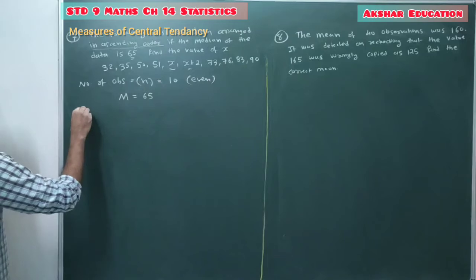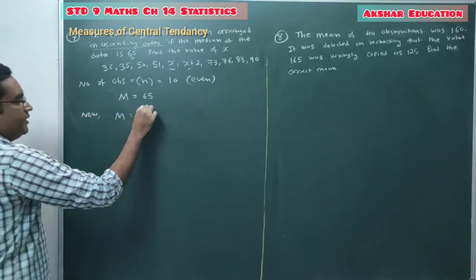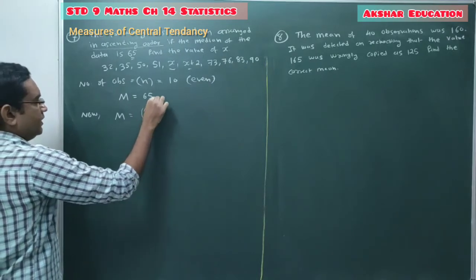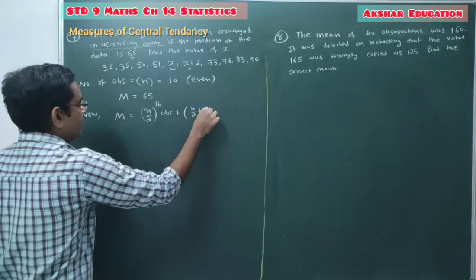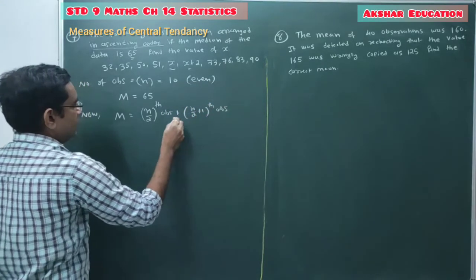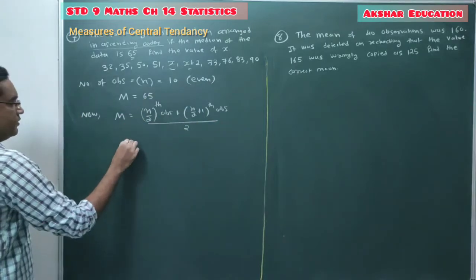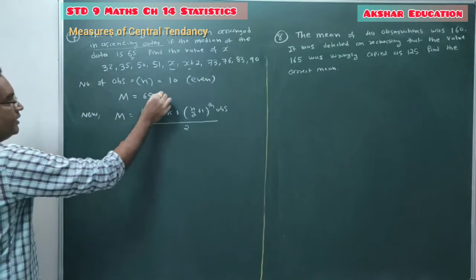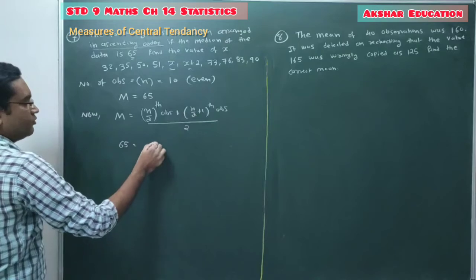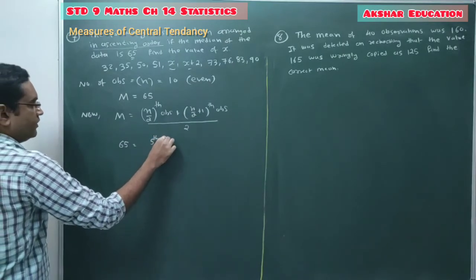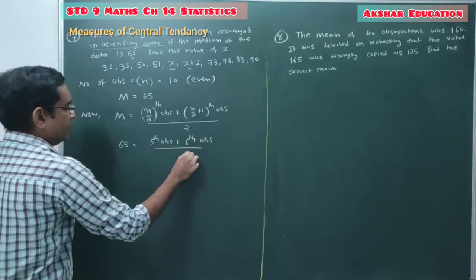Now for an even number of observations, the formula of median is the n by 2th observation plus the n by 2 plus 1th observation, divided by 2. Here the median m is 65, so 65 equals... the number of observations n is 10, so 10 by 2 is 5. Fifth observation plus 5 plus 1, the 6th observation, so the 5th observation plus the 6th observation divided by 2.